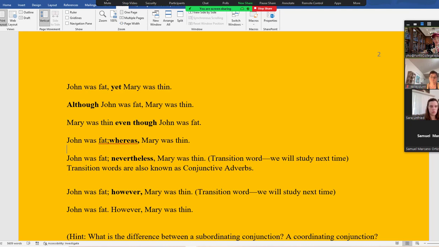And so this adds to the style of whatever you're writing, because here, "Although John was fat" is not as important as the fact that "Mary was thin." "Although John was fat, Mary's thin." Here you have "John was fat, yet Mary was thin." In other words, both sentences have equal importance. And so it depends on you, the writer, when you write your essay, how you want your readers to read that sentence.